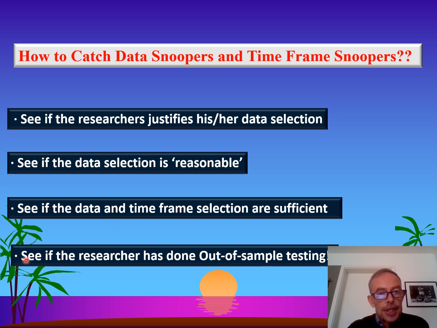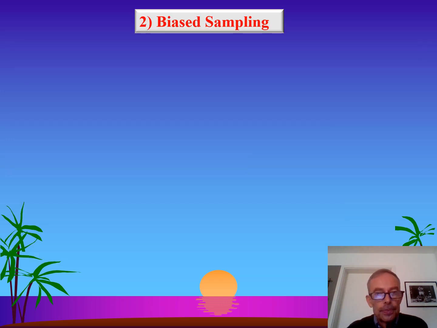And importantly, see if the researcher has done out-of-sample testing, right? So has he taken his hypothesis, tested it with certain data, and then tested that research hypothesis with different data out of sample? And that's important. Second topic, biased sampling. So that's also another way how a researcher can derive results that he desires.